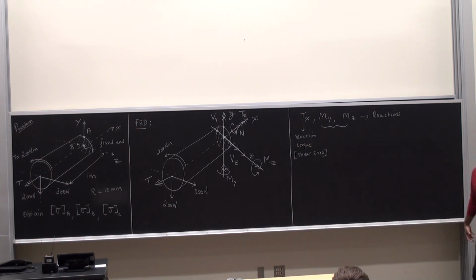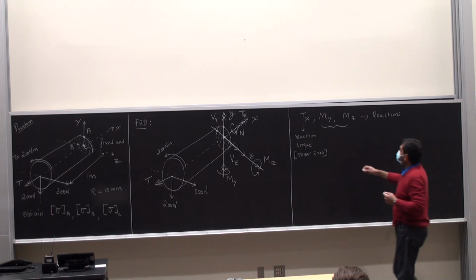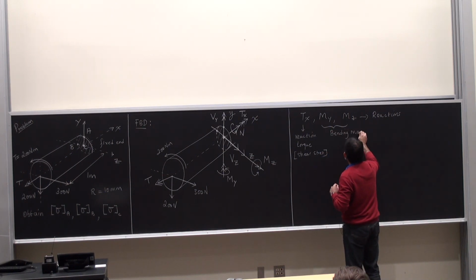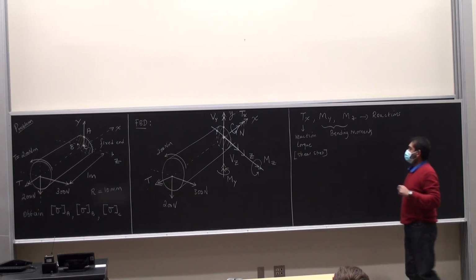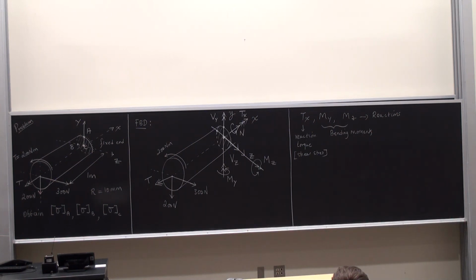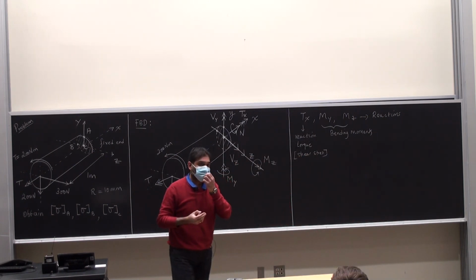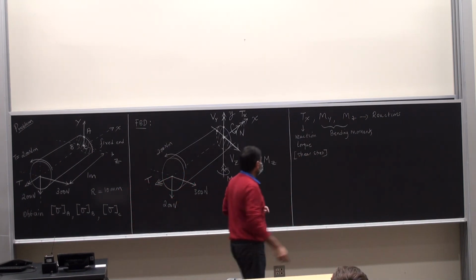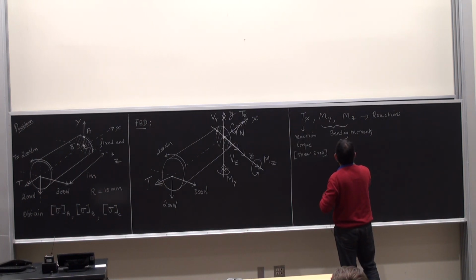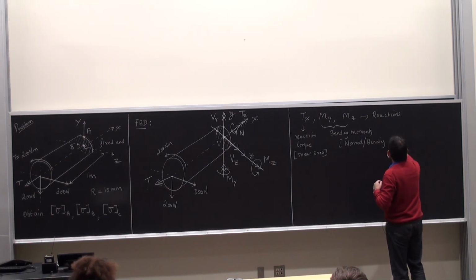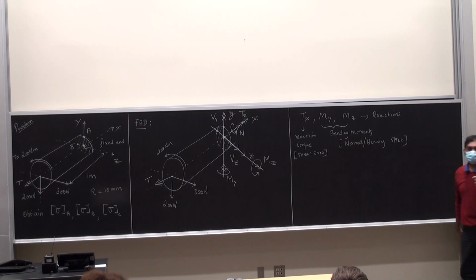Then I'm going to have My and Mz, which are bending moments, which will cause bending stresses. Bending stresses are nothing but an addition or a subtraction onto the normal stresses, right? They're always going to be along the axis. So this is going to cause normal or bending stress. Then I'm going to have three reaction forces.